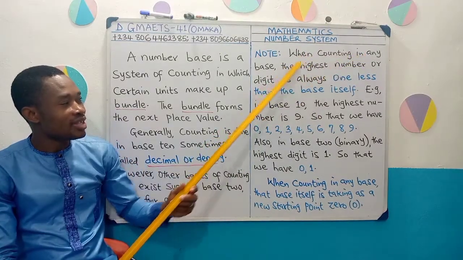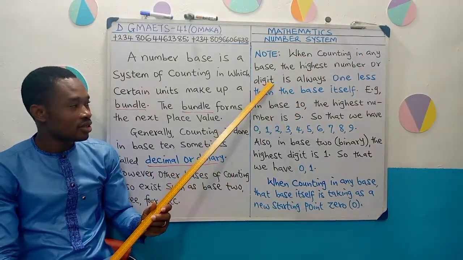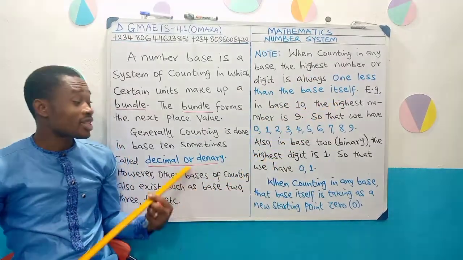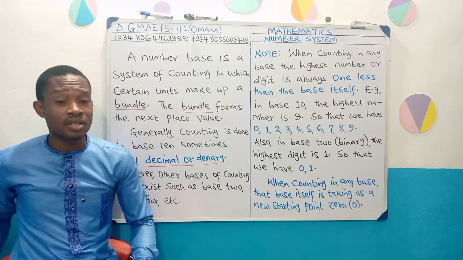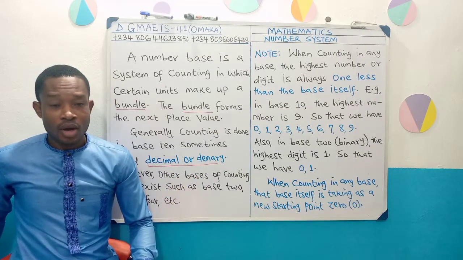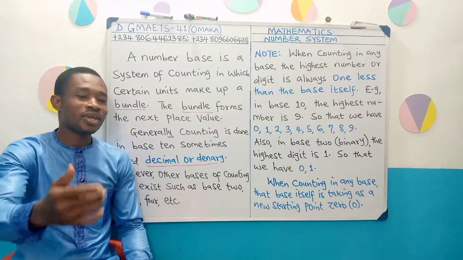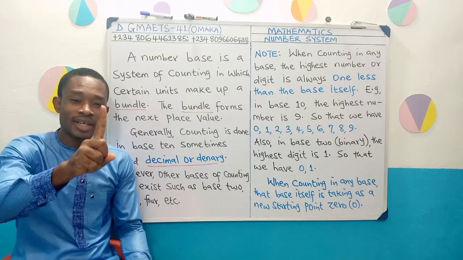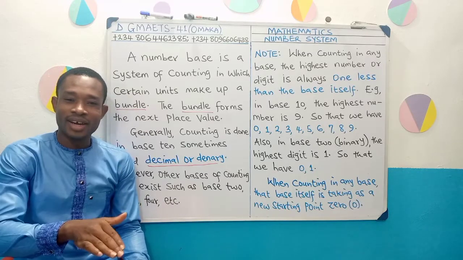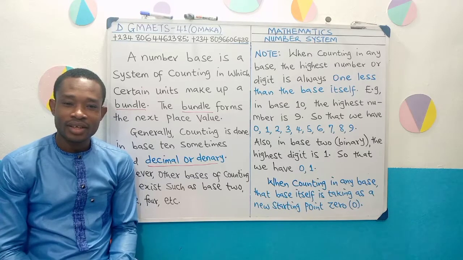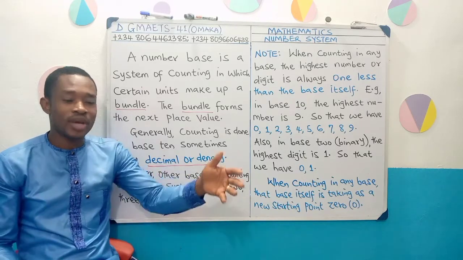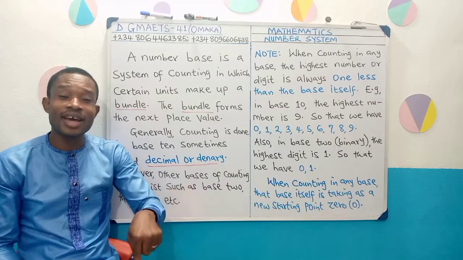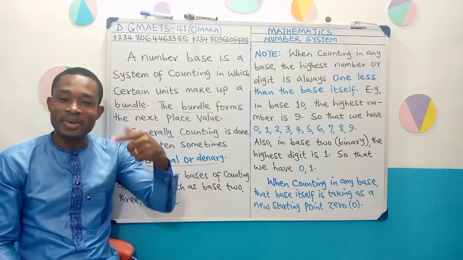When counting in any base, the highest number or digit is always 1 less than the base itself. That's just what I explained over here when I was talking about base 2. In base 2 you have 0, 1. You can't get 2 because the highest number in any given base is always 1 smaller than the base you're counting. Take for instance, when we are counting in base 10, the highest possible number in base 10 is 9. You are not allowed to record 10.